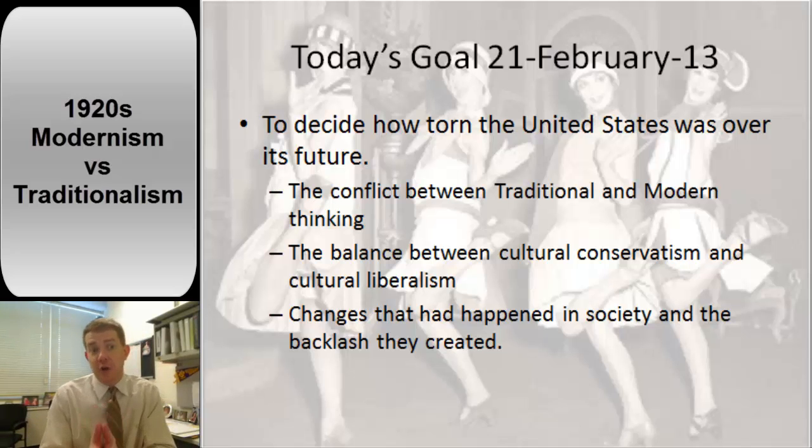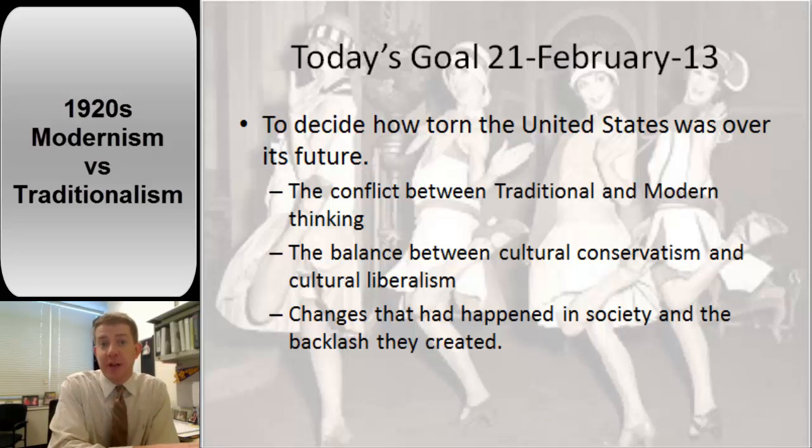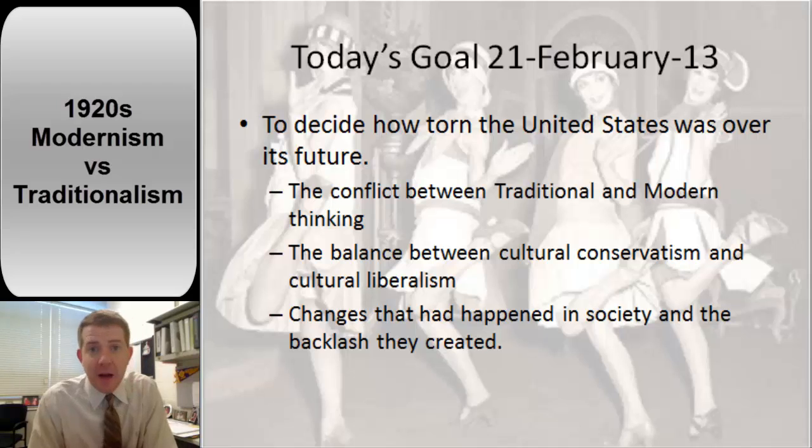What this boils down to is the conflict between traditional and modern thinking, the balance between what we'll call cultural conservatism, which should be linked with traditional, and cultural liberalism, which should be linked with the modern thinking, and then the changes that had happened in society and the backlash they created. So things that were happening in society and how the traditionalists viewed them and how the modernists viewed them.